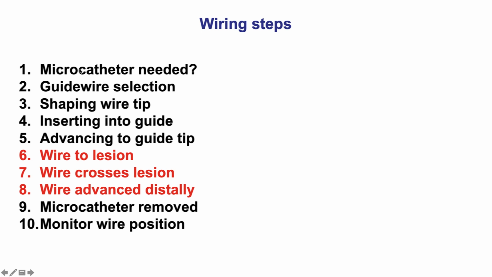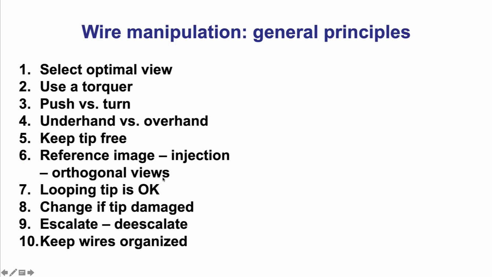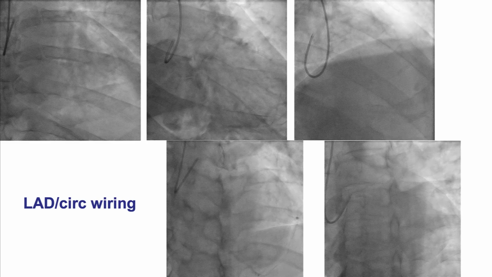What we do in this specific video is discuss some core principles that apply to steps 6, 7, and 8, that is advancing the wire to the lesion, crossing the lesion, and advancing the guide wire further distally. And these are the 10 principles that will be discussed one by one. The first one is to select the optimal view for wiring.